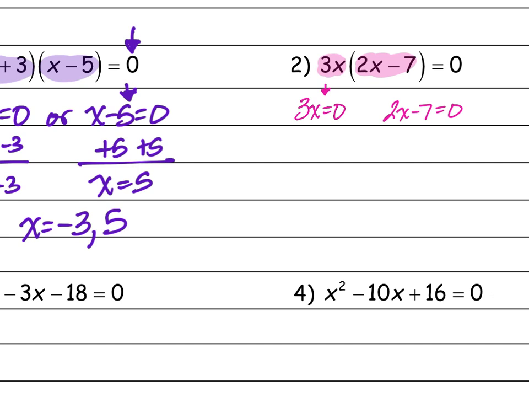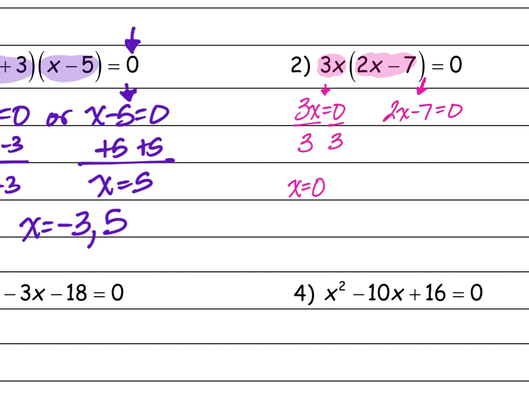How do I solve for 3x equals 0? It's just one step. So what do I do to solve for it? Divide. I'm going to divide by whatever's with x, in this case 3. So x is going to equal what? What is 0 divided by 3? 0. Very good. So that's my first equation.